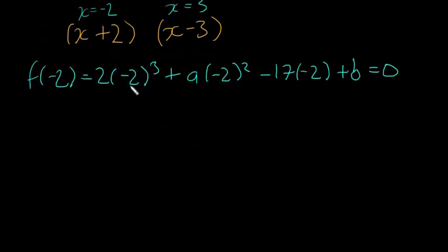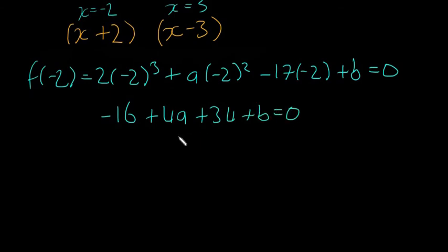Minus 2 cubed is minus 8, times 2 is minus 16, and this is going to be plus 4a, that's going to be plus 34, that's going to be plus b is equal to 0. So we're going to have 4a plus b equal to minus 18. That's going to be our first equation.